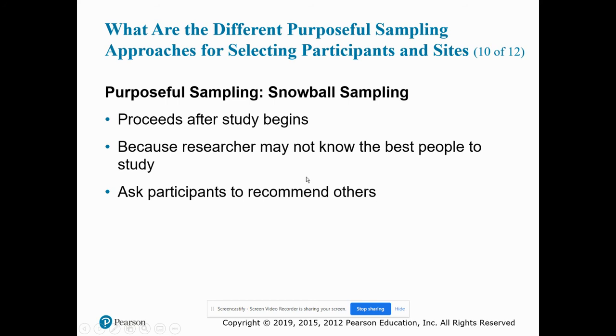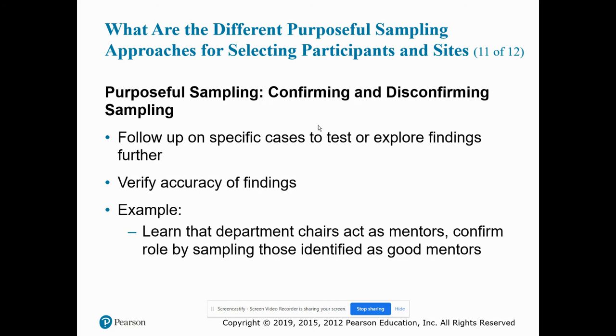Now, snowball sampling, just like in quantitative, we also have it here in qualitative. It proceeds after the study begins. So maybe you've researched, and then you might not know the best people to study, but then you can ask the participants if they know and have any recommendations of others that you could sample and investigate from and learn from. So that's called snowball sampling. So you just picture that snowball rolling down the mountain, getting bigger and bigger. And so that's the same thing that you would do to get your samples for your study, for your people.